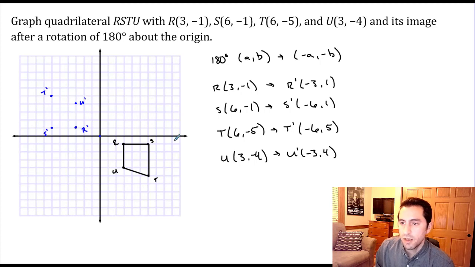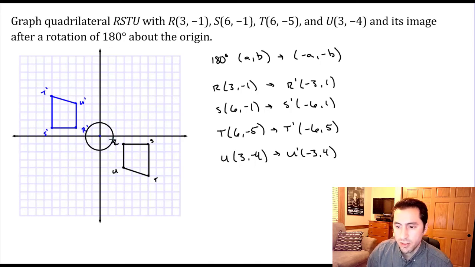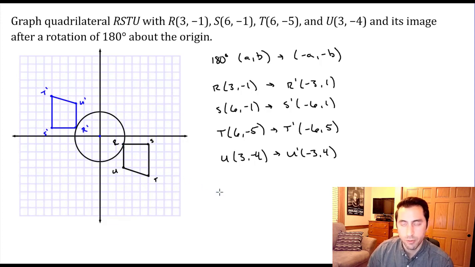So let me connect these together to form our quadrilateral. And here's our image. So as we can see, all the points should be the same distance away from the origin. We can test that by drawing a circle. So let me just draw a circle, starting at the origin and then through R and R prime. And we can see that R and R prime both are on the circle, so the distances are staying the same, which is good for our rotation.